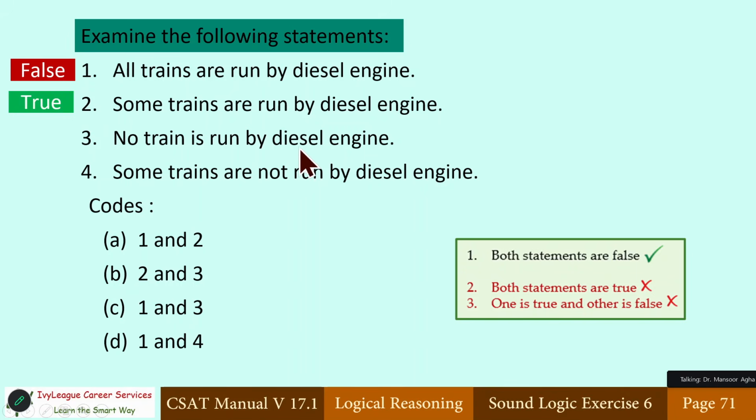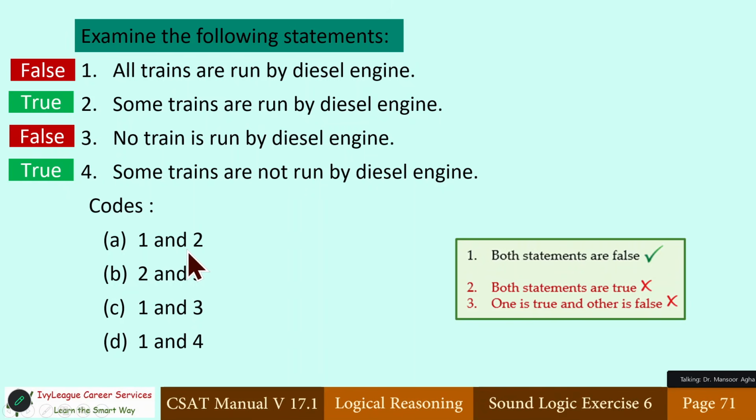The third statement says no train is run by diesel engine. This is factually incorrect because there are a lot of trains which are run by diesel engine. As a result, the third statement is false. The fourth statement says some trains are not run by diesel engine. I agree. Some trains are not run by diesel engine. They may be run by electricity or by coal. As a result, the fourth statement is factually true.